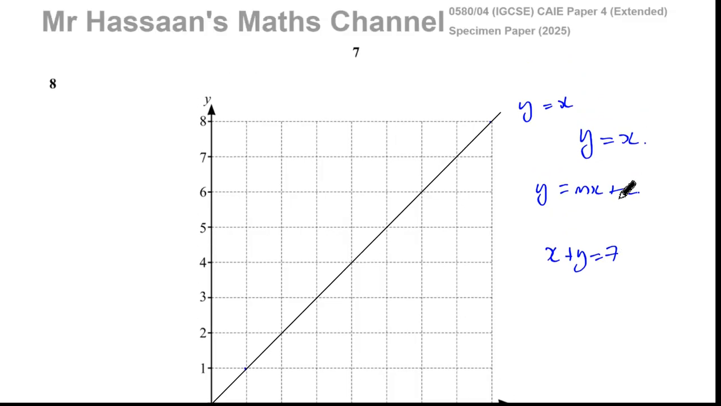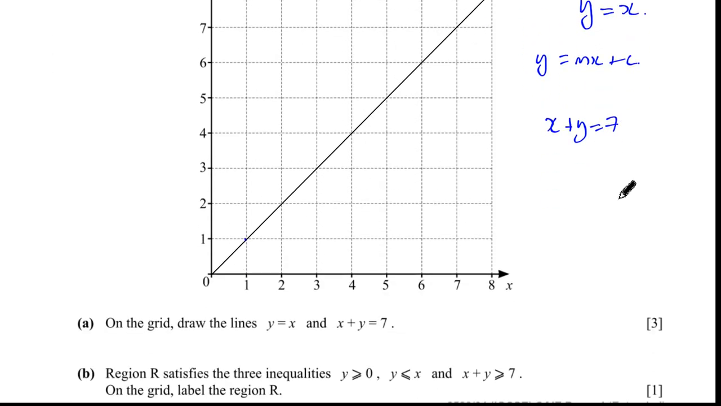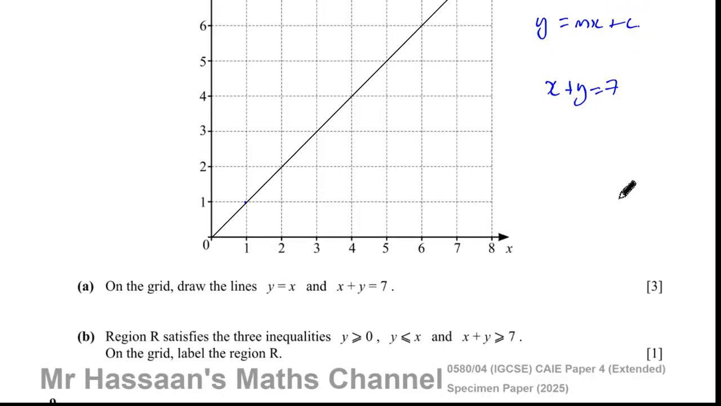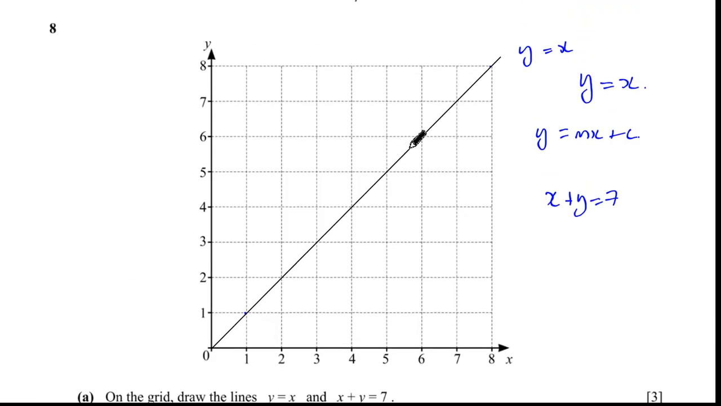So how do we draw the line x plus y equals 7? Well, there are 2 ways we could do it. We could make y equals minus x plus 7. We know that the y-intercept is 7 and the gradient is negative 1. So it goes through this point here, and if the gradient is negative 1, that means the rise over the run is going down 1 and across 1. So it's going to go through this point and that point, and then we join them together.